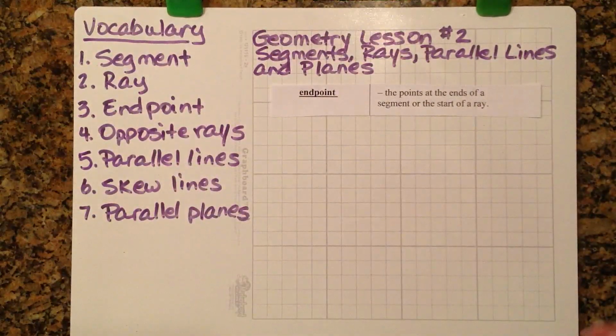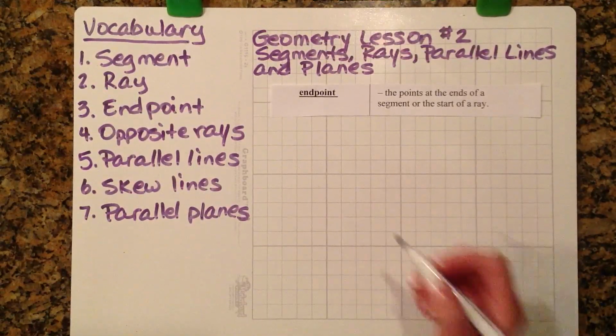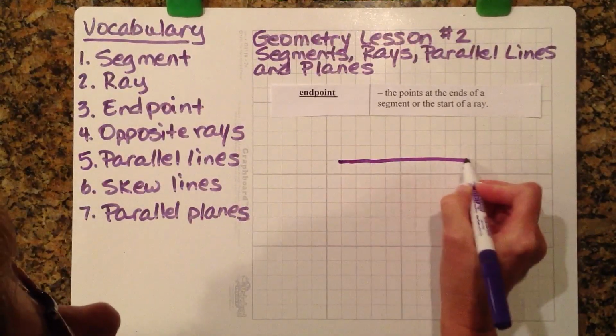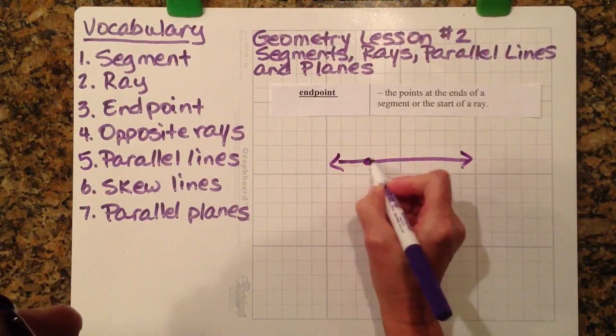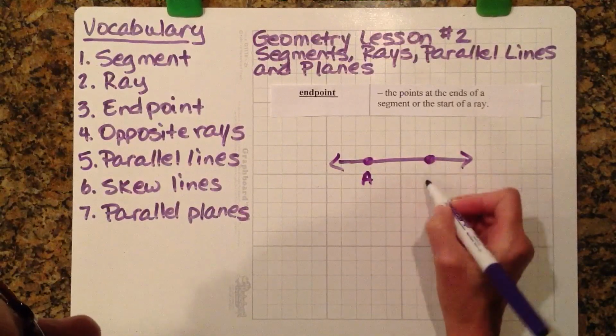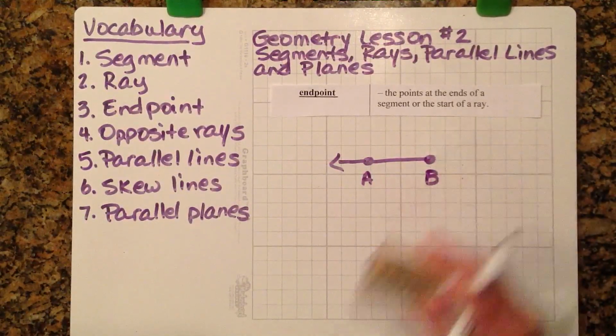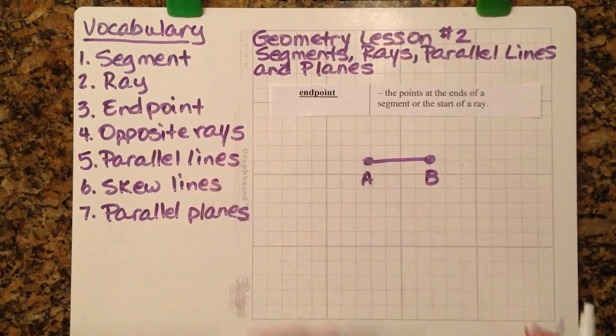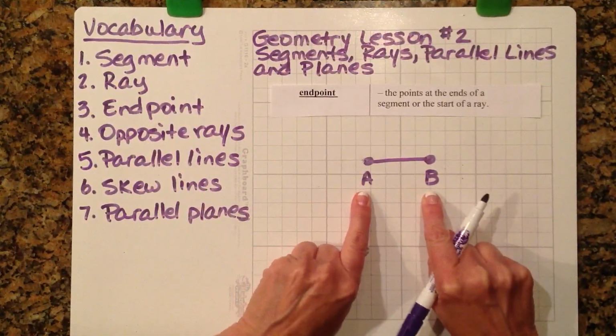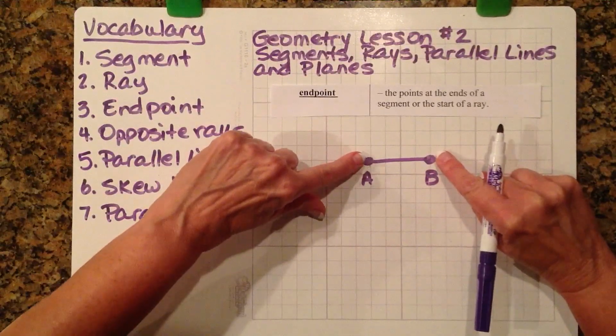Endpoint is the points at the end of a segment or the start of a ray. So if I have my line right here, and this is good old line AB, and I decide to make a segment, my A and my B are my endpoints. So endpoints, you're looking at the end of something.